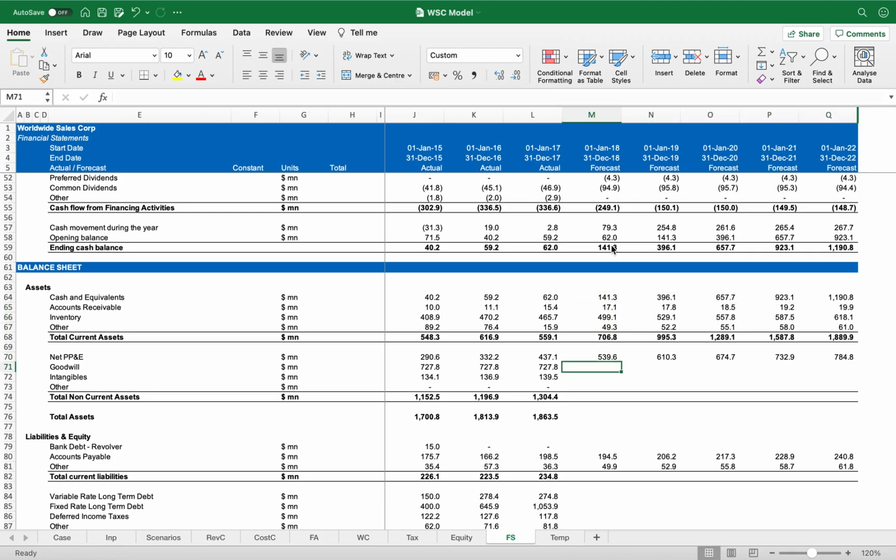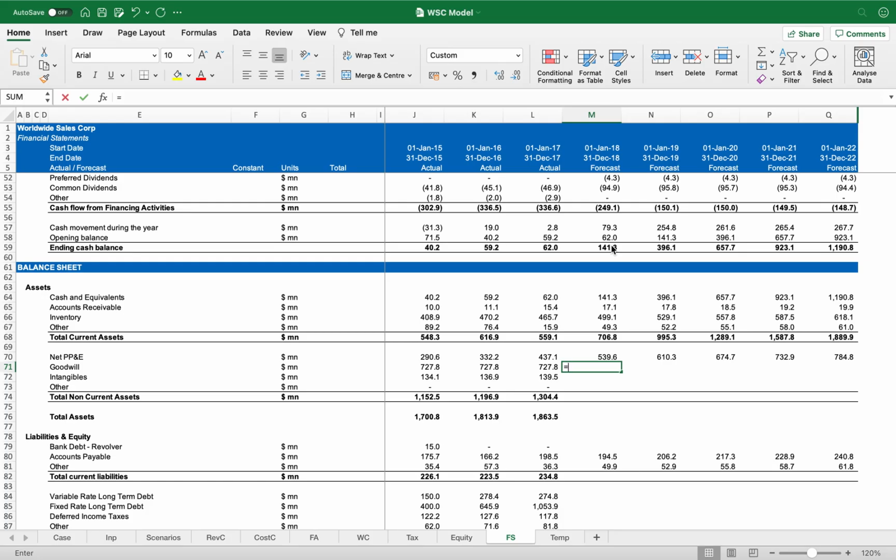Goodwill and other intangibles. We were given in the case study that I need to take it as a constant number throughout. So let's take it as a constant number. Okay, one Excel hack here. Now I need the same number in all the years, and that number should be linked to this 2017 number, right? So I need the same number going forward. So how do you do this?